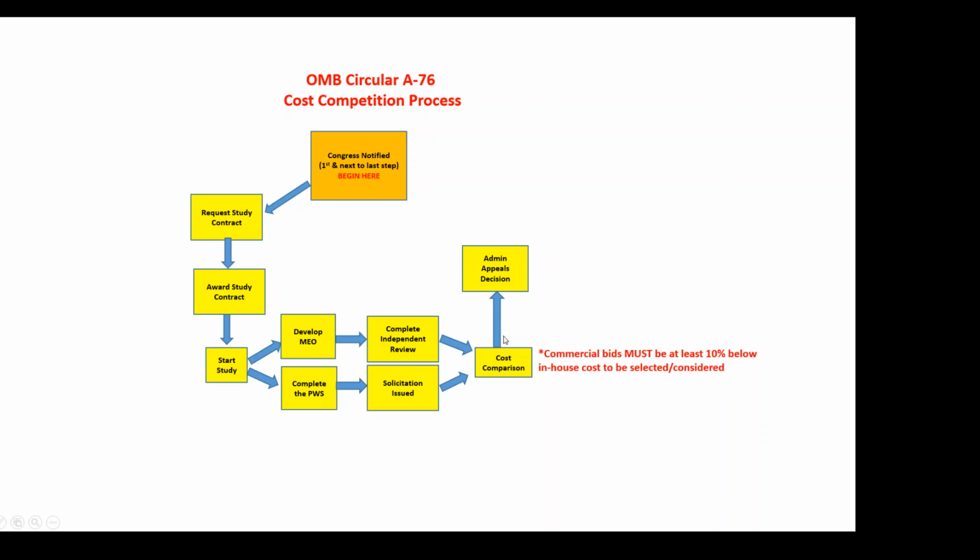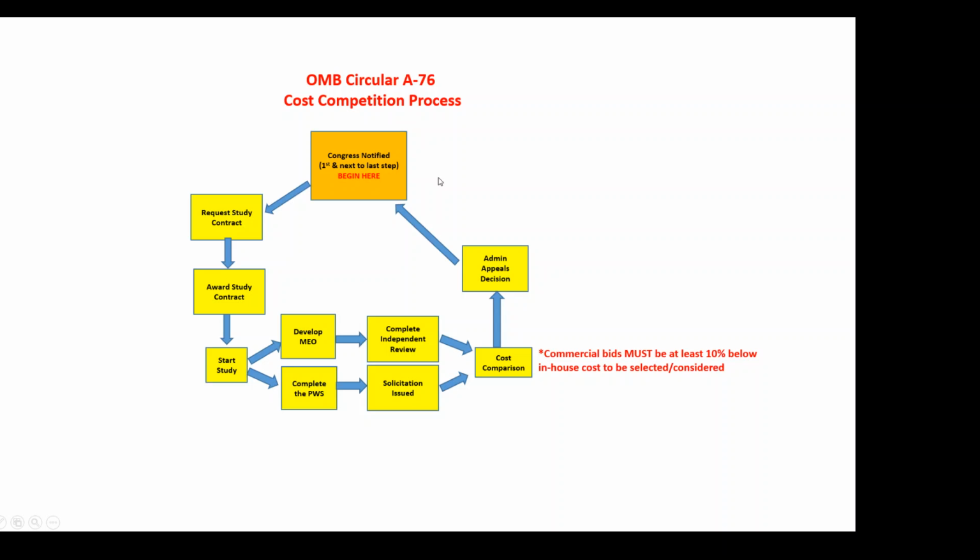Administrative appeals. If you say, hey, we're going to go with a contractor, then there is an appeal process. Or you say, no, we're going to go with the government structure. This is an opportunity for appeal. Once a decision is made, the final appeal decision goes back to Congress.